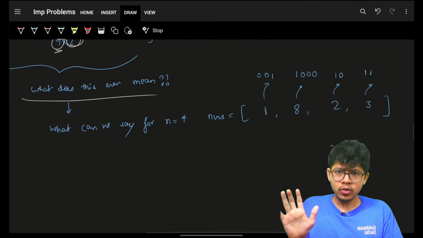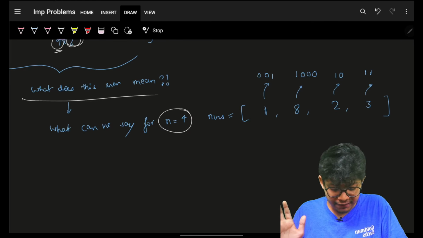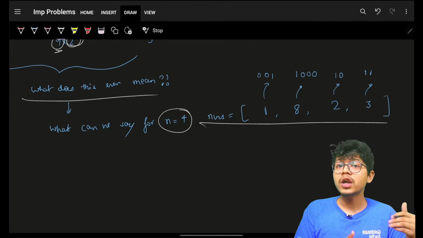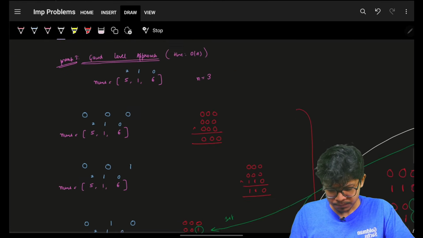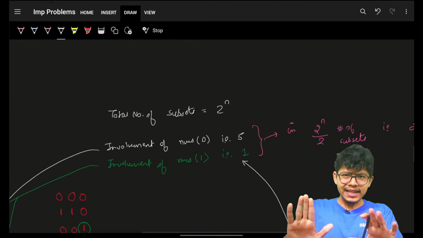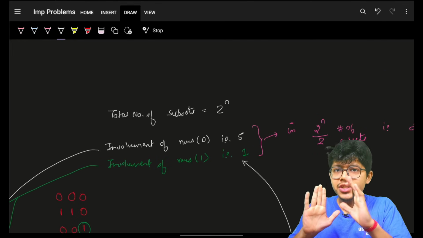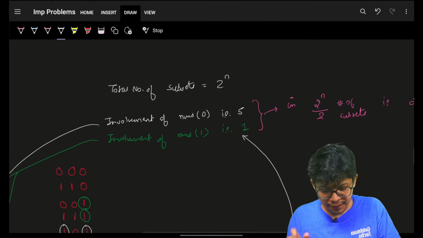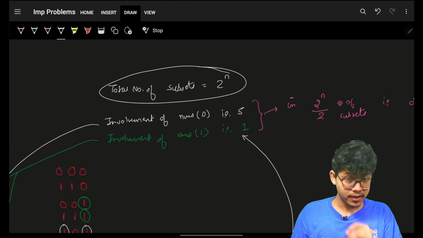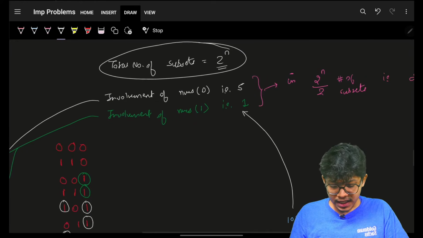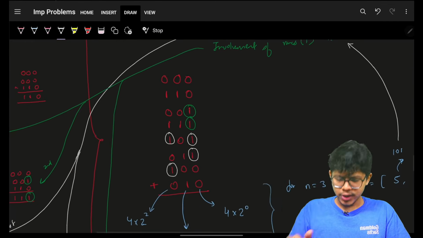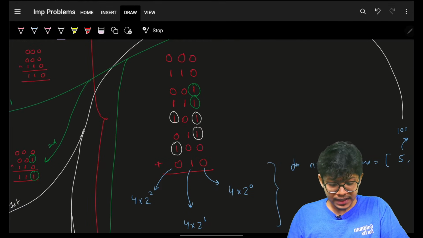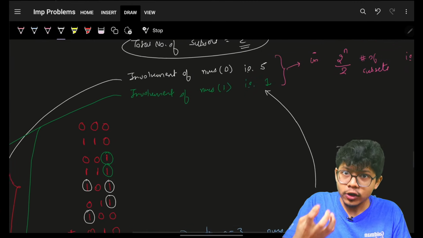We never know that if I have n equal to 4 and my nums are something else, then what will be my answer? Let's see that. Let's take a step back and reverse engineer what we have written. If I know my total number of subsets were 2 raised to power n, right? Now let's see the involvement of every number.